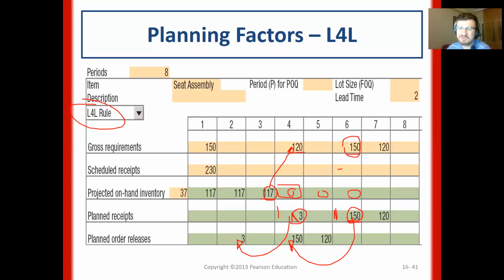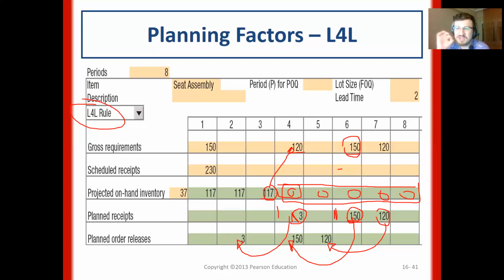The on-hand inventory will be 0. And similarly for week 7, no inventory. As you can see, when you apply lot for lot policy, the ending inventory in these periods are 0. That's why we are going to say that in a few minutes.